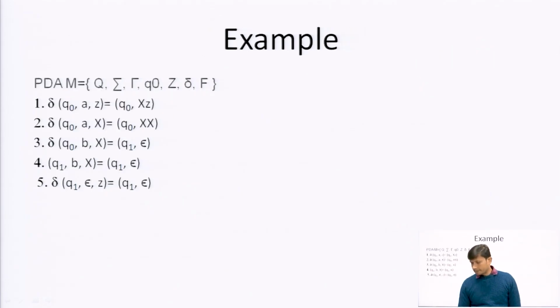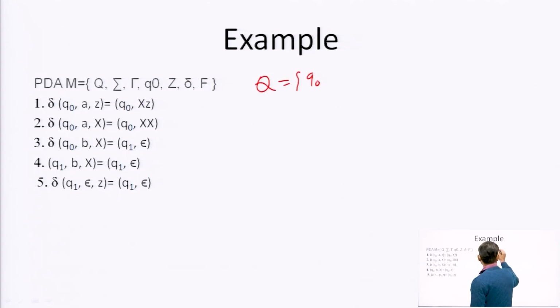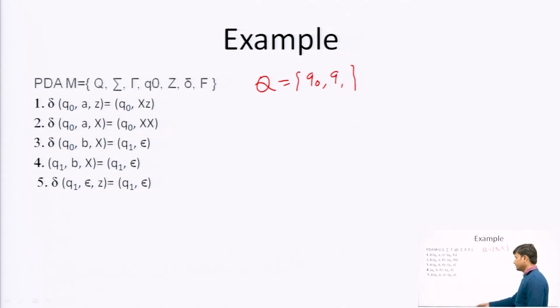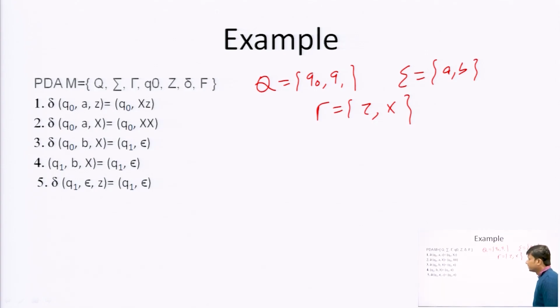Suppose one context free pushdown automata is given like this. Here the set of states capital Q is q0, q1. We have taken 5 transitions, with some push operations and some pop operations. The input alphabet is A, B, and the stack symbols are Z, X.